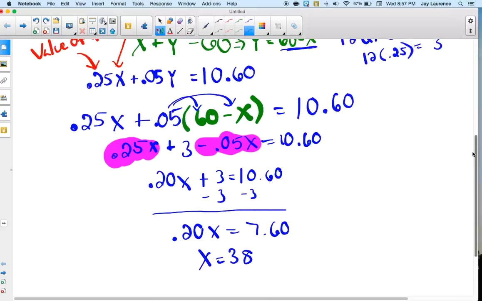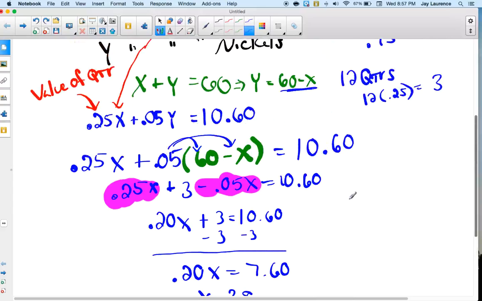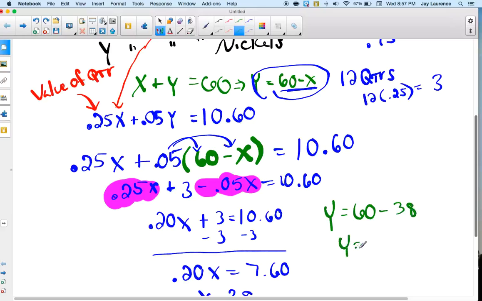Now, because I solved for y in that green equation up there, I can take that green equation right there. Maybe I'll change to green to do this. And I'm going to go y equals 60 minus 38. And so therefore y is going to equal 22. 60 minus 38 is 22.